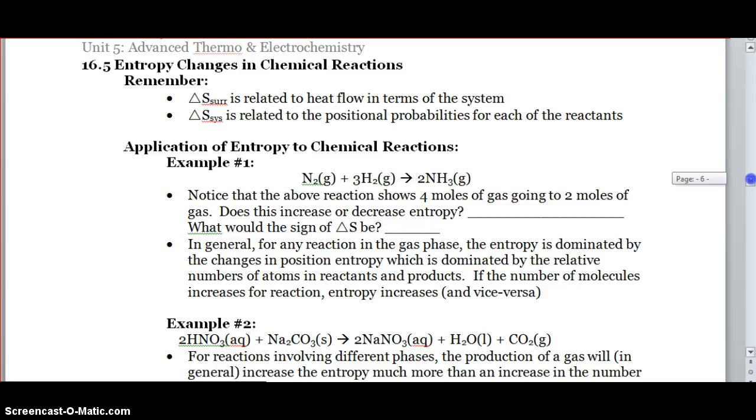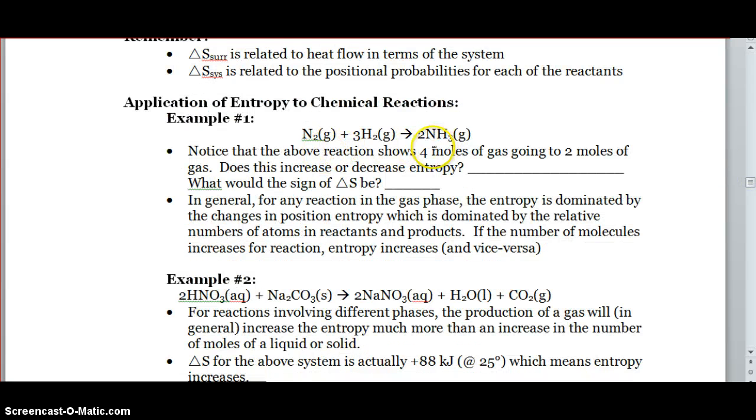The first gives you an example of the formation of ammonia reaction, and so it says we've basically got 4 moles of gas forming 2 moles of gas, and so they ask you the question, does this increase or decrease entropy? And so on the product side, there is less disorder. So there would be a decrease in entropy. And so then they follow up and say, well, would that delta S sign be positive or negative? So anytime there's a decrease in disorder or a decrease in entropy, that means we have a negative delta S.